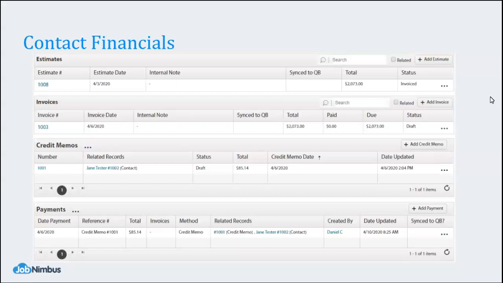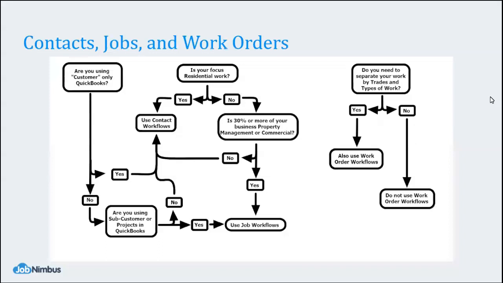Now, a lot of our users wonder if they should be using contacts, jobs, or work orders. We've created this flowchart here for you to help you decide. If your focus is mostly residential work, use your contacts. But if your focus is 30% or more property management or commercial, use jobs. You can enable jobs and work orders in your settings under the features tab. And if you need to even separate your work by trades or types of work, such as roofing and siding, you can use work orders to help you separate those types of work.